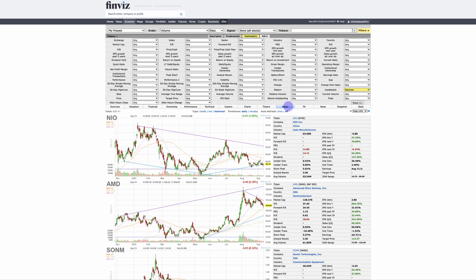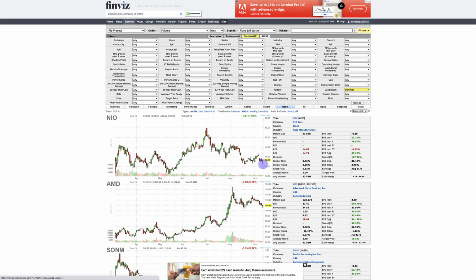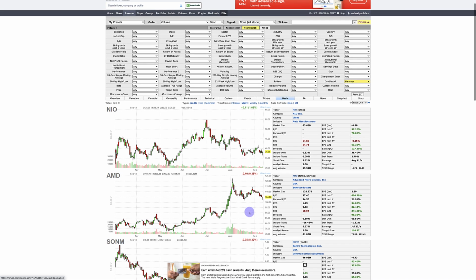If I go over and hit the tab that says Basic and hit this type that says Candle, you can see that the candles formed right here are perfect hammer candles. Like NIO, it's been pulling back and now we formed a little hammer candle. The next thing that I like to look for is a big pull of volume. If you get a big spike in volume, that's even more of a sign that we might potentially bounce from this area. Take a look at AMD.